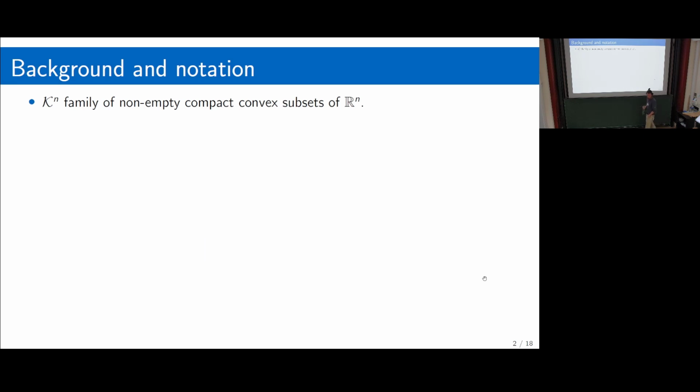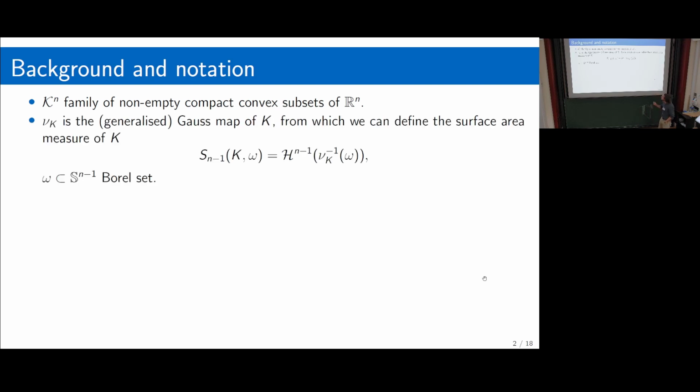So we work for now with non-empty convex sets in R^n. We start by introducing the surface area measure of a convex body. We consider a subset omega of the sphere, we take the reverse image of that under the generalized Gauss map of K, and we measure it. It's just a piece of the boundary of K where the normals are contained in omega.